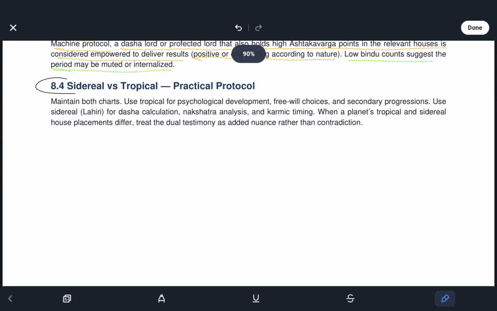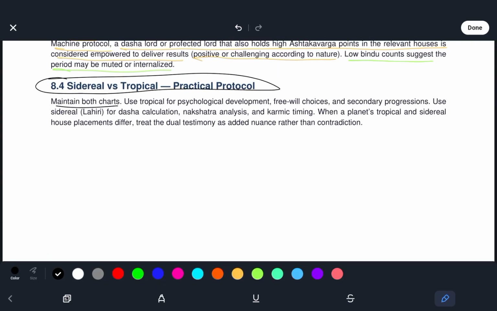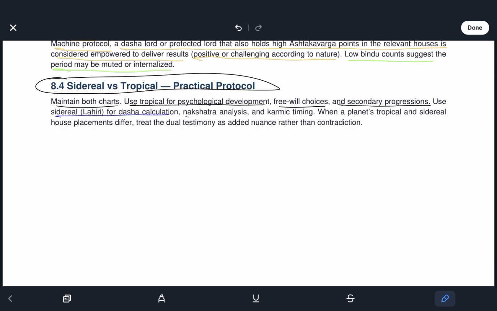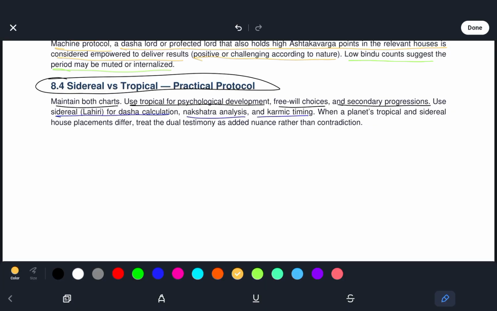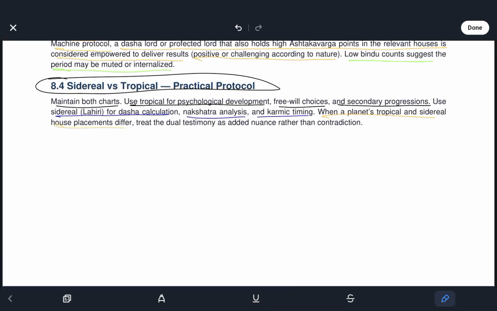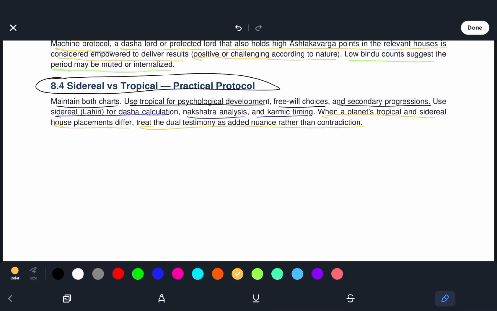Sidereal versus Tropical, practical protocol: maintain both charts. Use Tropical for psychological development, free will choices, and secondary progressions, and use Sidereal Lahiri for Dasha calculation, nakshatra analysis, and karmic timing. When a planet's tropical and sidereal house placements differ, treat the dual testimony as added nuance rather than contradiction.